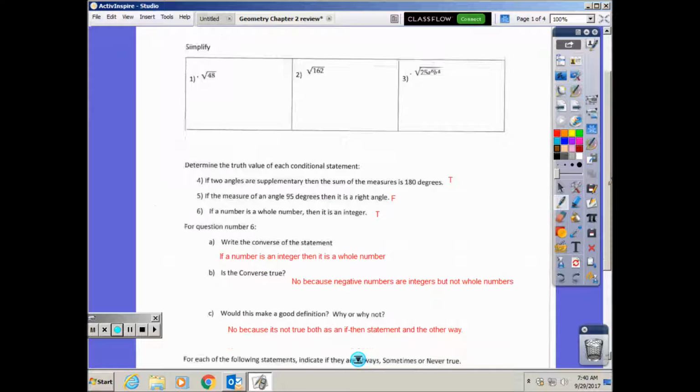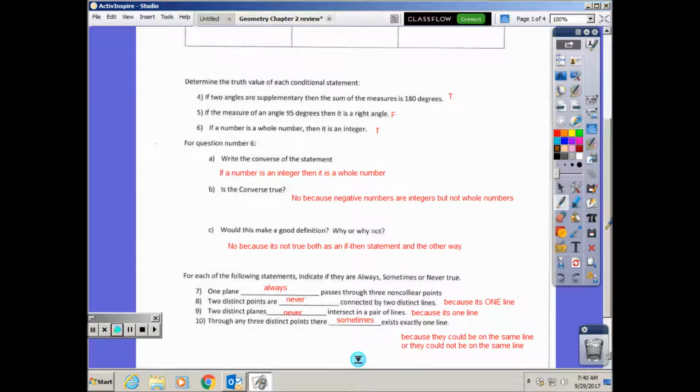Now let's talk about sections 4, 5, and 6, determining the truth value of each conditional statement. So for this section, you're just telling me whether they're true or false. You do not need to explain your reasoning. The reasoning is typed up here in case you don't understand something that I'm saying.